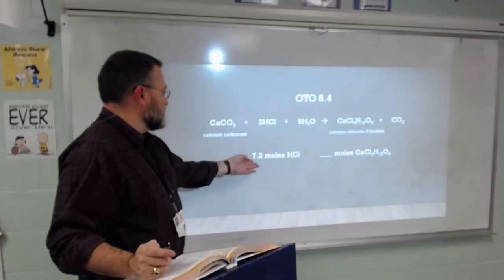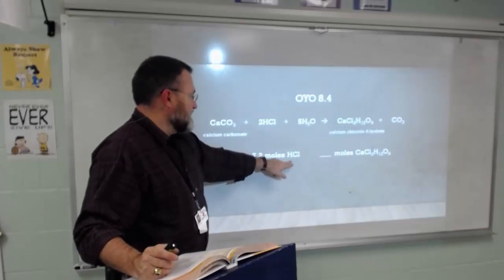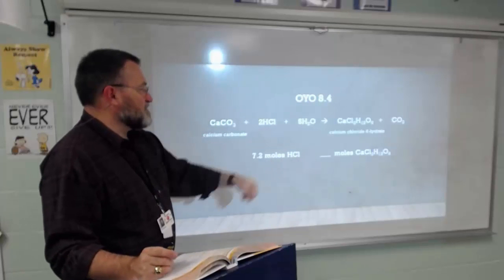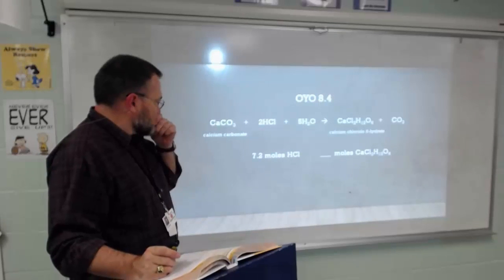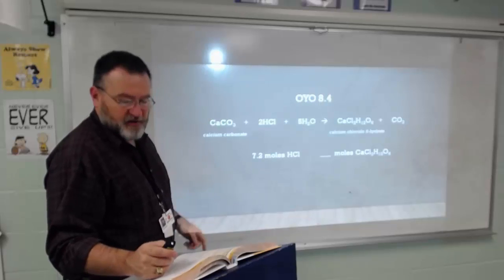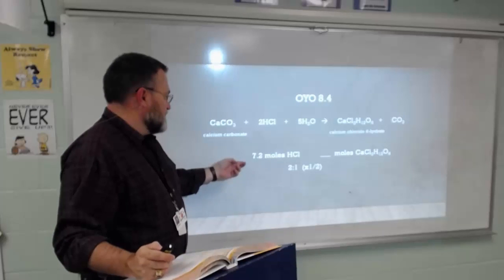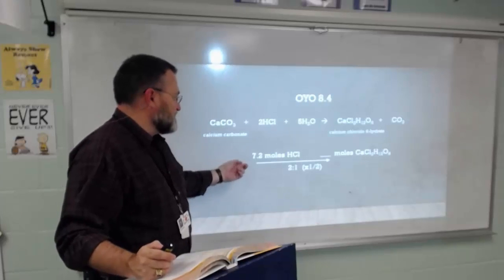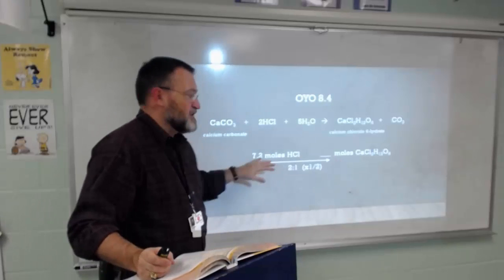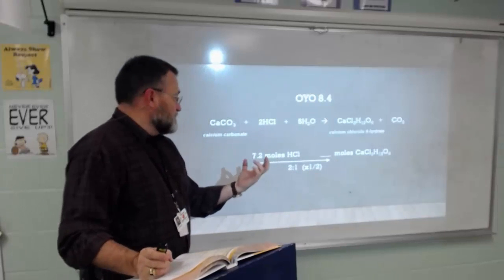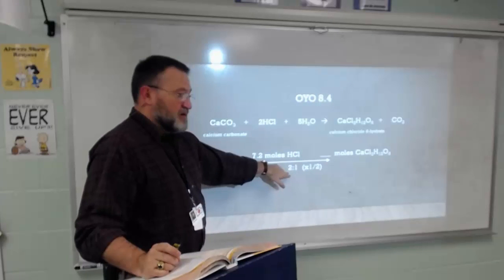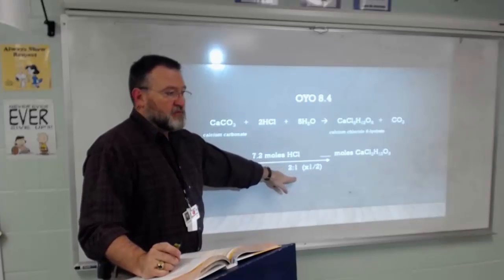In this case, 7.2 moles of hydrochloric acid, and we're computing how many moles of calcium chloride 6 hydrate. Now, the relationship between these things as we're moving from 7.2 moles to however many moles we're trying to compute, from our known to our unknown, they're going to relate to one another in this mole ratio, this relationship of 2 to 1. Now, where does that relationship 2 to 1 come from?